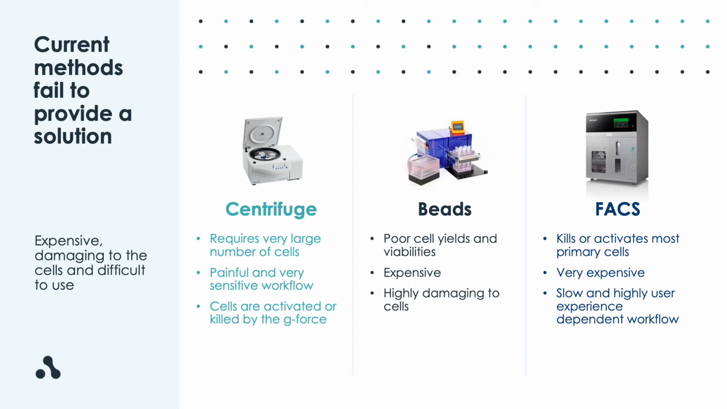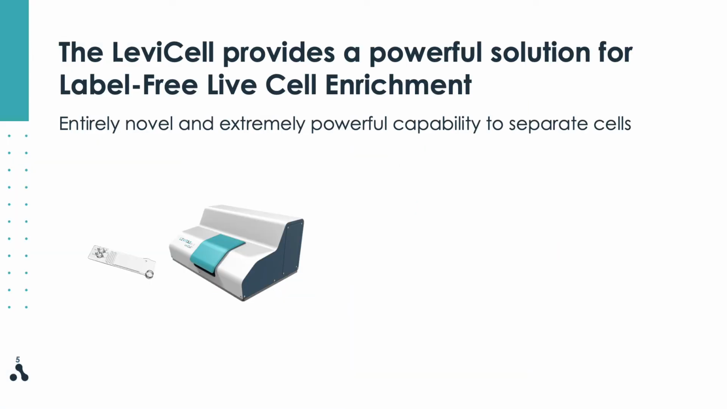So now, having given you the background of how the current platforms work, let's go ahead and talk about how we are different. So the LeviCell is really the first commercial platform available which allows the user to isolate specific live fractions of cells without the use of any antibodies or dyes. The system has multiple different capabilities and features that make it very unique and ideally suited for working with rare, precious primary samples.